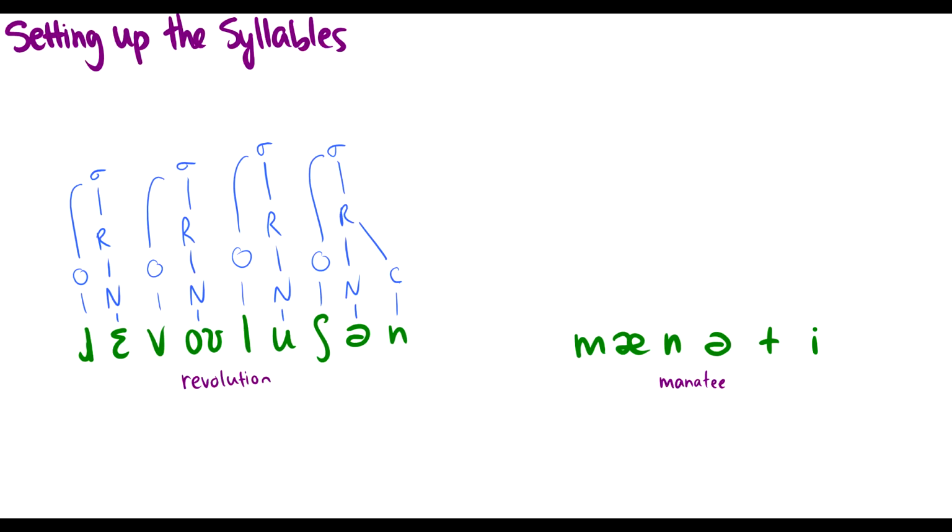Let's try the word manatee. So again, we look at the vowels, we build them up to syllables. So the a, the a, and the e.